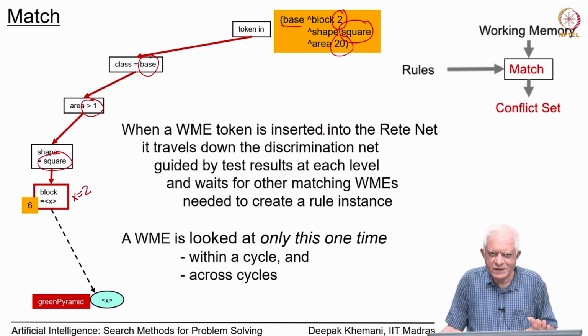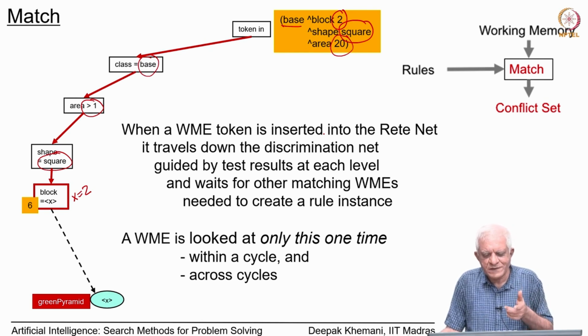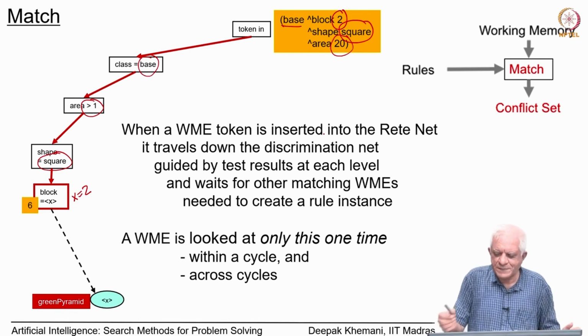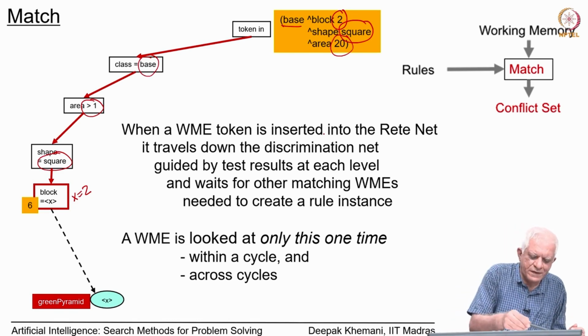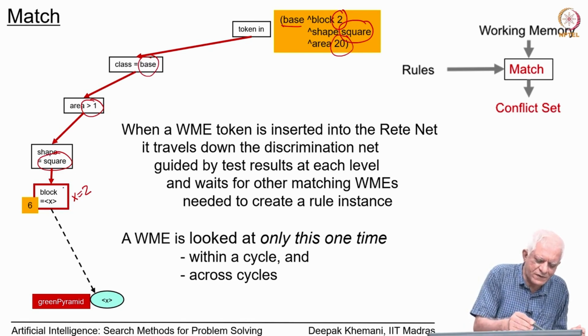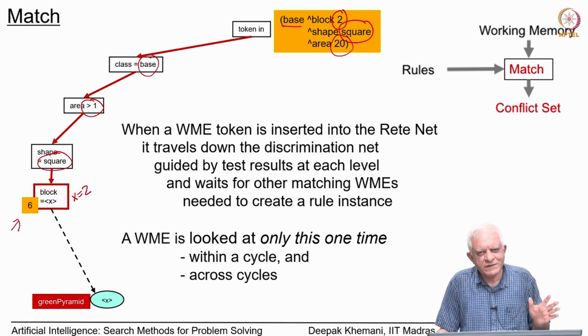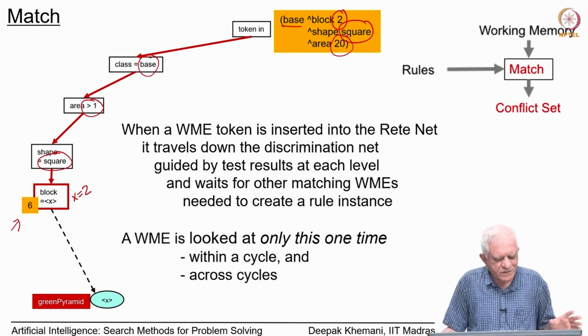If you think carefully about what is happening here, when you add a working memory element to the network, it just travels down this path that we have drawn here, and it is looked at only once. Every test is done exactly once. Once it has reached this alpha node, which has the label 6 here, it stays there waiting for other working memory elements to come which are matching.